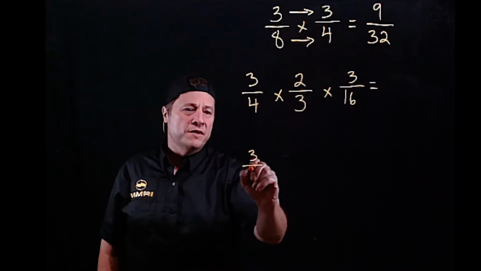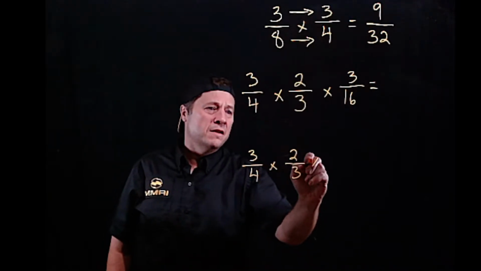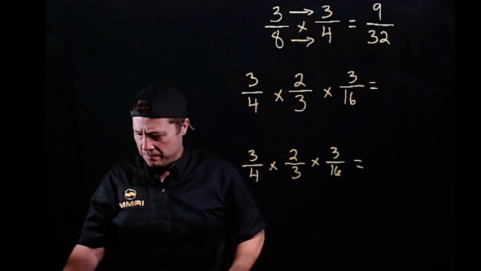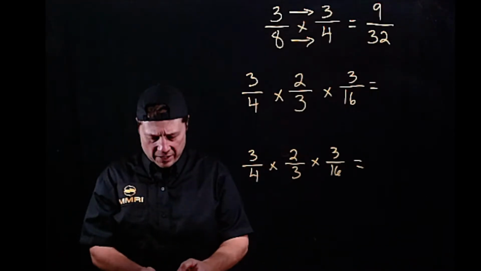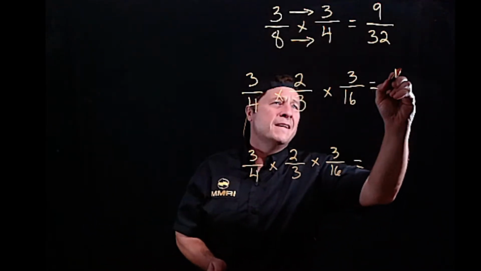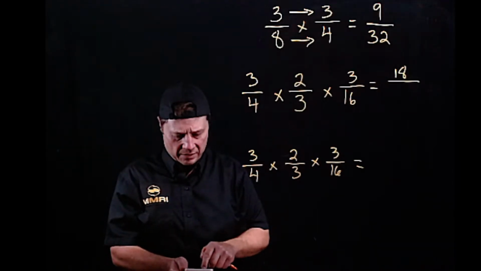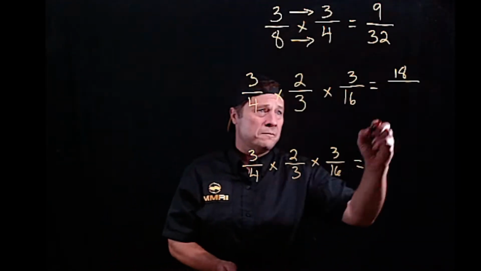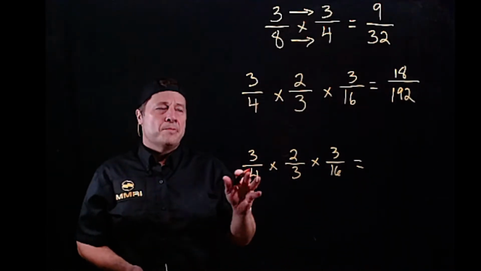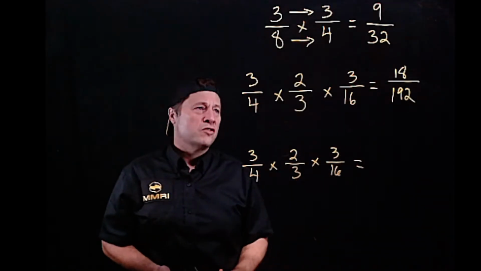So I'm going to write it twice. 3/4 times 2/3 times 3/16. Okay, so I'll multiply across the top. 3 times 2 times 3, 18. And then 4 times 3 times 16, multiply across the bottom, is 192. So now we have to reduce this into lowest terms, right?